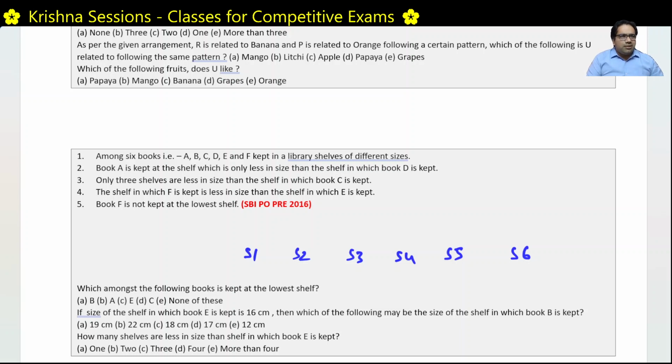Next, book A is kept at the shelf which is only less than the shelf in which book D is kept. What does that mean? Book A is kept at the shelf which is only one less in size.